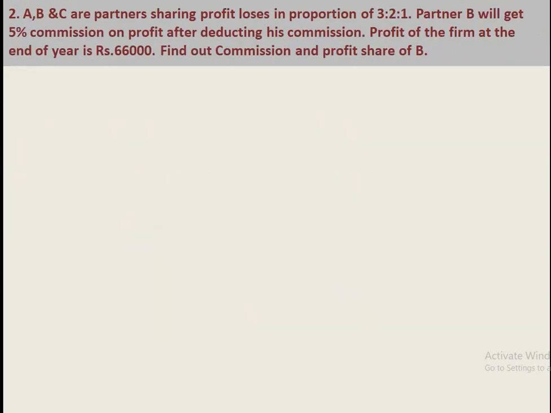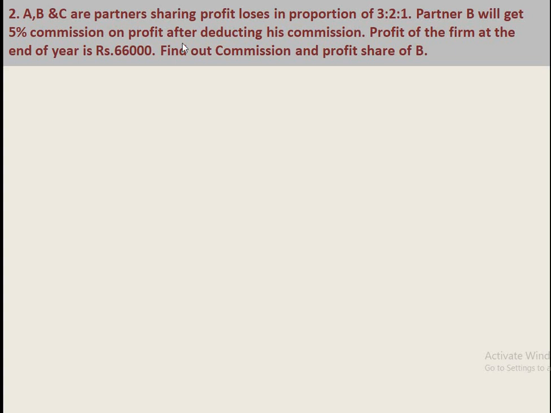Okay, check this one: A, B and C are partners. They share their profit and losses in the proportion of 3:2:1. Partner B will get 5% commission. Please check, guys, exactly 5% commission on profit, but exactly which profit? After deducting his commission. This is exactly what I was saying in the previous sum. In the previous sum nothing was clarified. 5% commission on which profit? Then I told you if nothing is clarified then it is always before deducting commission. So, very easy formula.